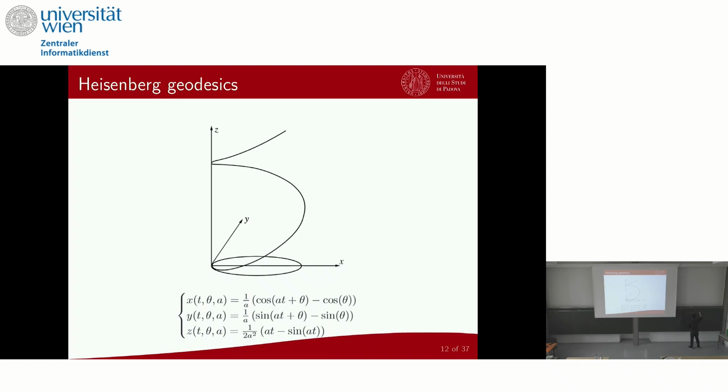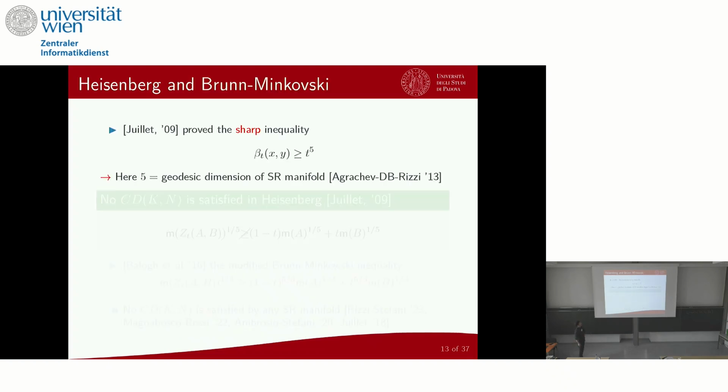So the structure is compatible with this non-homogeneous dilation, right? For instance, if you dilate by lambda the ball of radius 1, you get the ball of radius lambda. Good. What happens in the Heisenberg group?